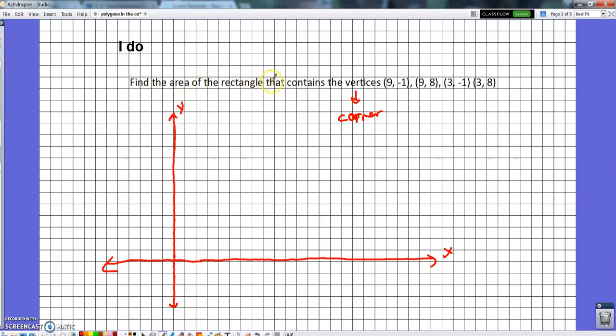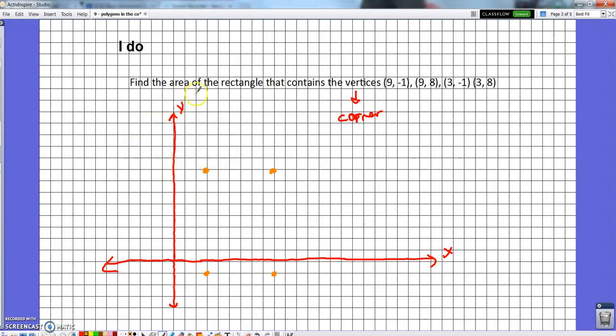So find the area of a rectangle that contains these vertices. I'm going to start by putting those vertices out so I can see them. I'm going to go 9, -1: 1, 2, 3, 4, 5, 6, 7, 8, 9, -1. There's the first one. Then 9, 8: 1, 2, 3, 4, 5, 6, 7, 8. 3, -1: 1, 2, 3, -1. And 3, 8: 1, 2, 3, 4, 5, 6, 7, 8. So there are my vertices.